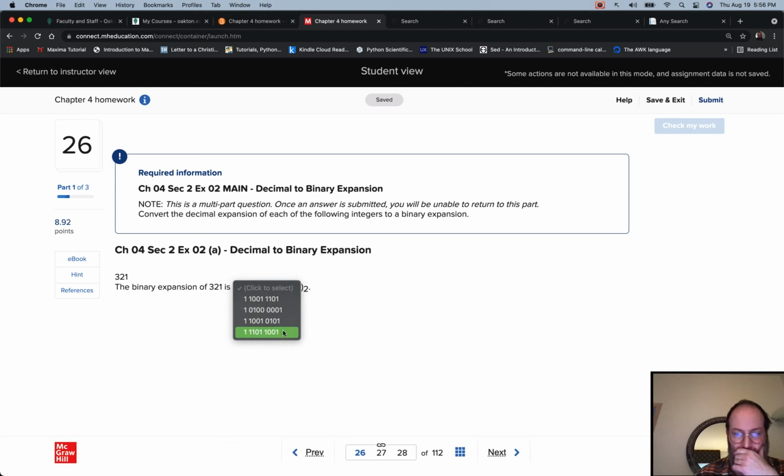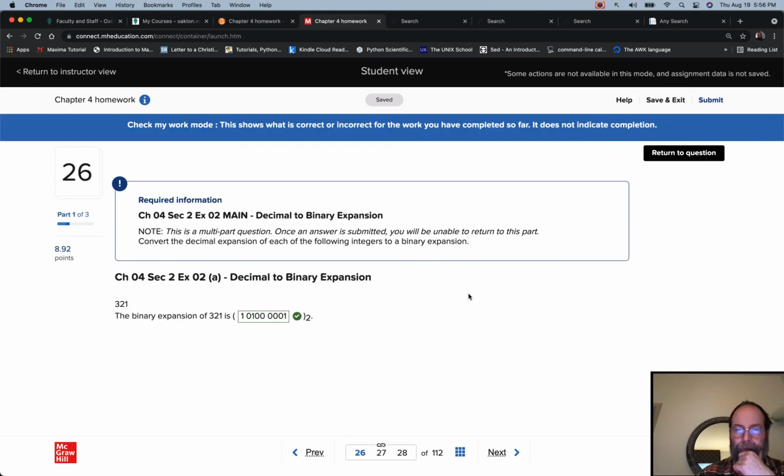That is really strange. Oh, I see. It's right over here. The way they're writing it is a little bit weird. So 1 0 1 and then 5 zeros, 1 2 3 4 5, and then 1. And that's correct.